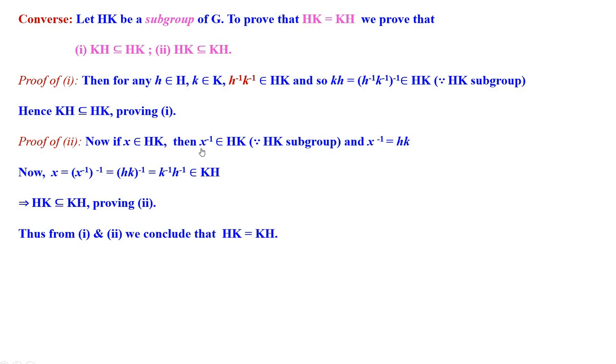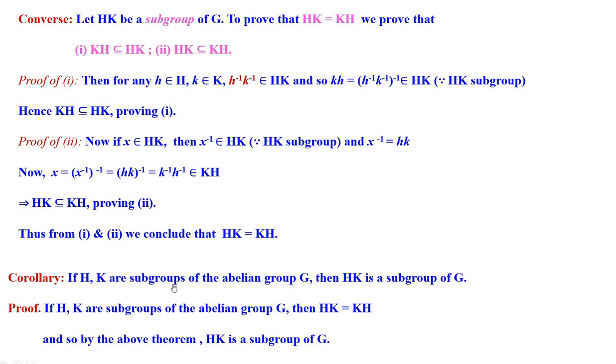Here too, we need to remember that X belongs to HK because HK is a subgroup, so X inverse belongs to HK. Here we consider it in this way, and if these two are not remembered, establishing this will be a confusing one. So now from 1 and 2, these two we have established. So from 1 and 2, we conclude that HK is equal to KH. So whenever HK is a subgroup, HK must be equal to KH.